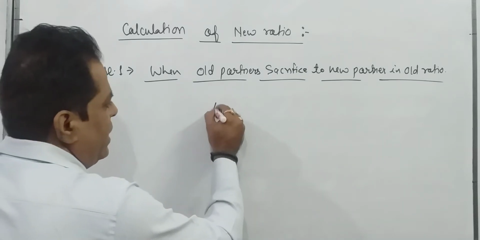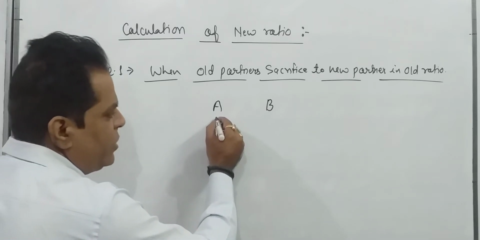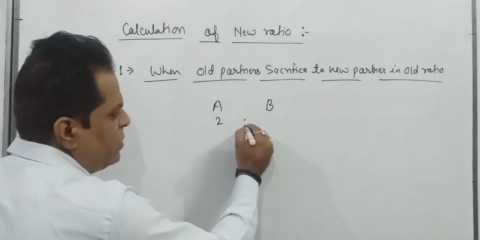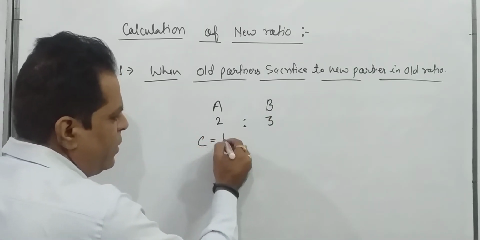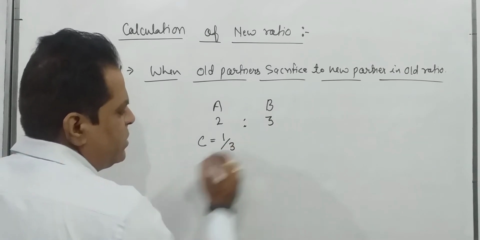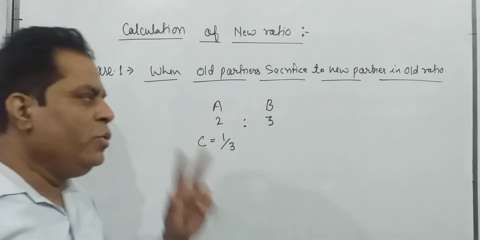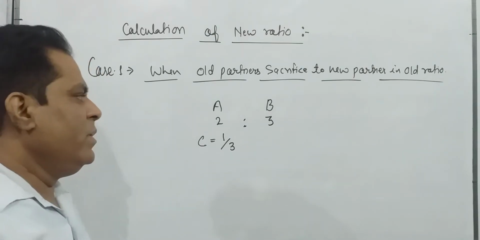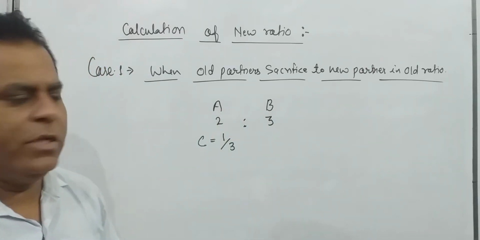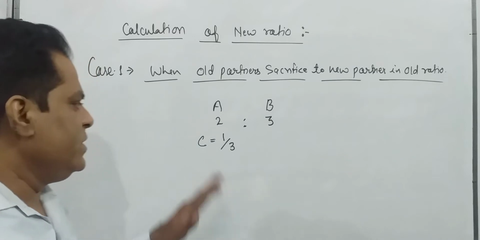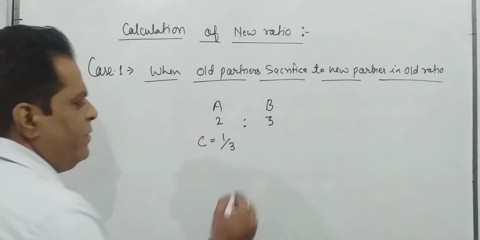See, A and B are partners. They are having old ratio 2:3. They admit C for 1/3 share. So what is given? Only two informations are given. One, A and B are partners in the ratio 2:3. C joins the partnership firm for 1/3 share. Now find the new ratio.